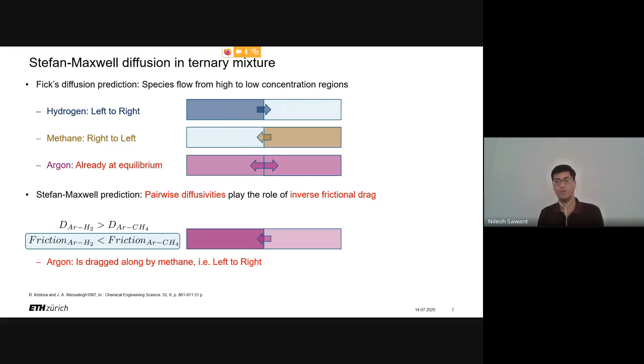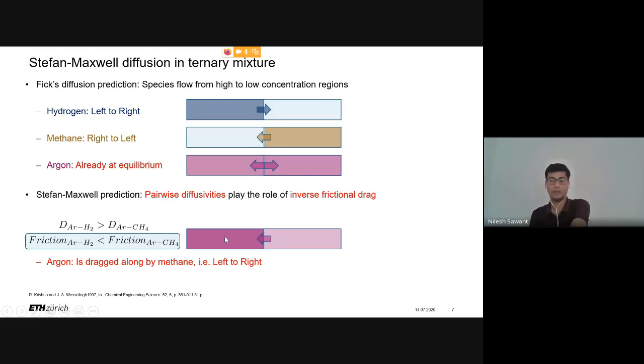What is seen in the experiment can be easily explained if we take the help of the Stefan-Maxwell equations. At the crux, what the Stefan-Maxwell equations say is that the pairwise diffusivities between the species play the role of inverse frictional drag. As we can see here, the pairwise diffusivity between argon and methane is much lower than that between argon and hydrogen. So the friction between the argon-methane pair is much higher than the friction between the argon-hydrogen pair. Basically, argon likes to go wherever methane goes. And in this setup, because methane is going from right to left, argon also gets transported from right to left during the transients.